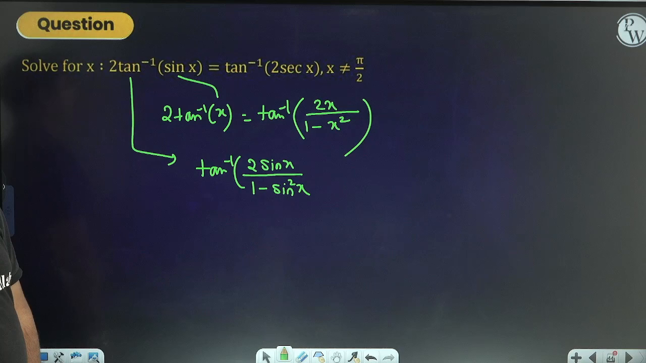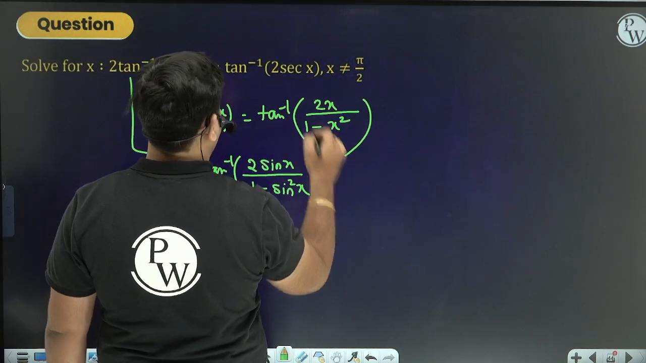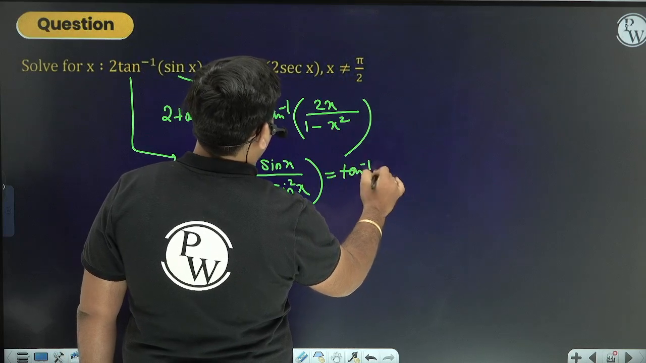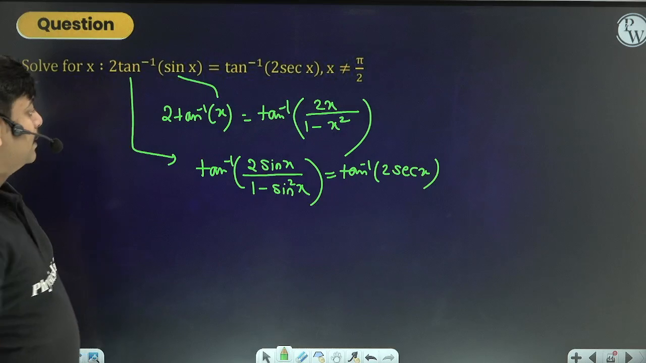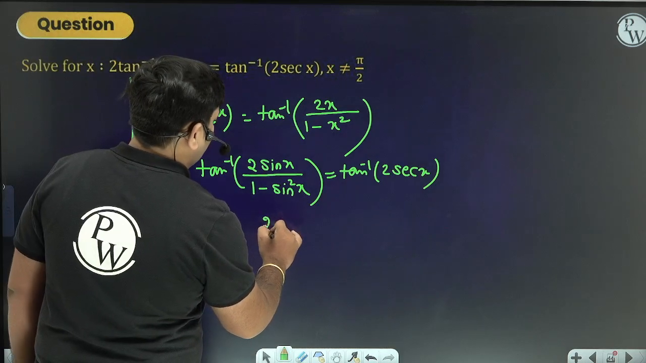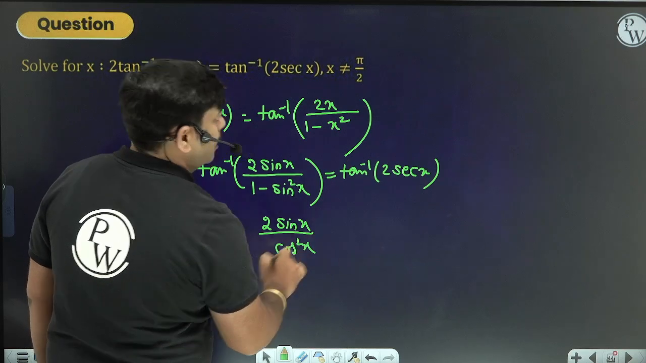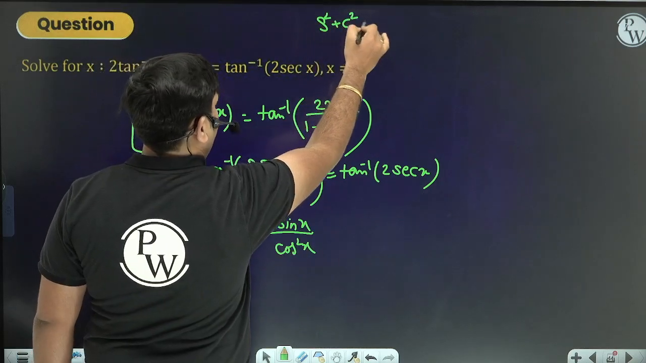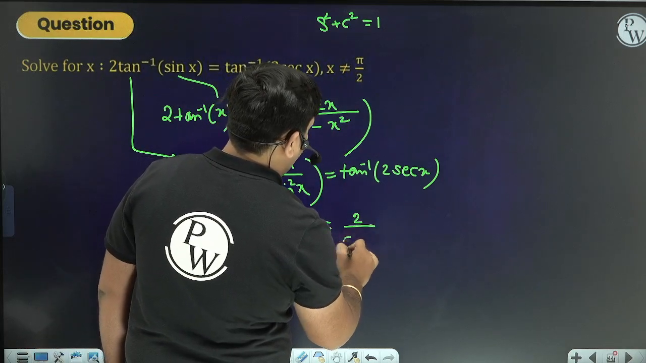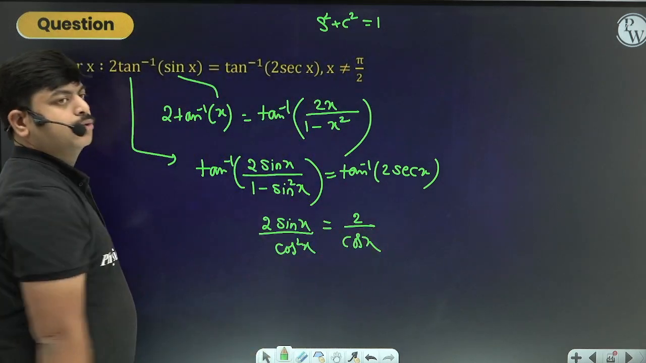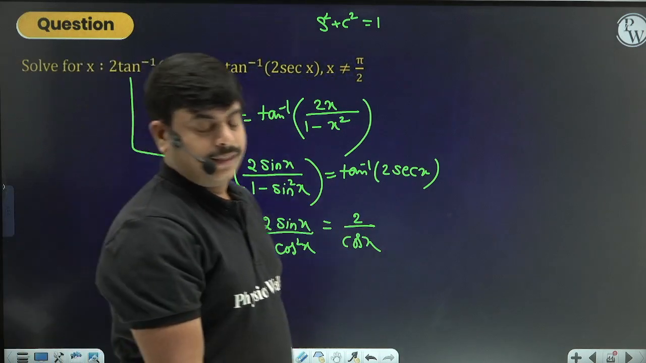Correct? So that will be equal to tan inverse of 2 secant x. Okay, so tan inverse gets cancelled. So we'll be having 2 sin x by 1 minus sin square, which is cos square, right? Sin square plus cos square equals 1, so 1 minus sin square is cos square. So that will be equal to 2 secant x, that means 2 by cos x. From there, by solving, we'll get the value of x. Okay, understood? Easy, right?